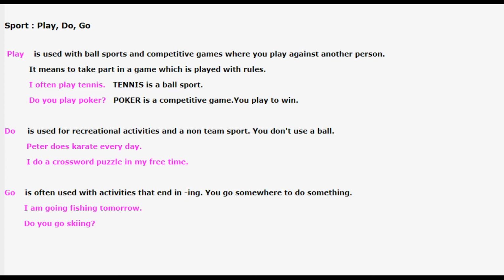And go. Remember, go is often used with activities that end in the verb in the gerund, the ing form. You go somewhere to do something. Examples: I am going fishing tomorrow. Do you go skiing? Okay? So remember, play volleyball, do yoga, go surfing, go swimming. Let's continue.